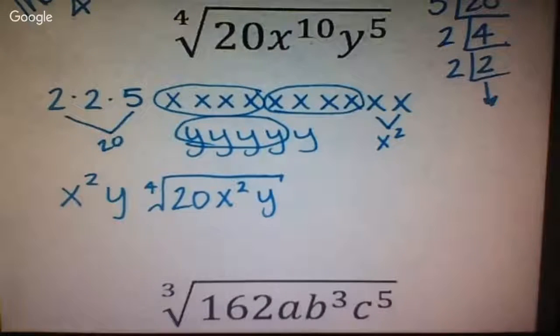I'm not going to do this in the notes, that way you don't get confused. But if I wanted to do this shorthand, 20 x to the 10th, y to the 5th, okay? I can rewrite this all as fractions in the exponent. Yes, you know how to do that. Remember, the fourth root becomes the denominator. So this becomes 20 to the 1/4. This becomes x to the 10/4. This becomes y to the 5/4.